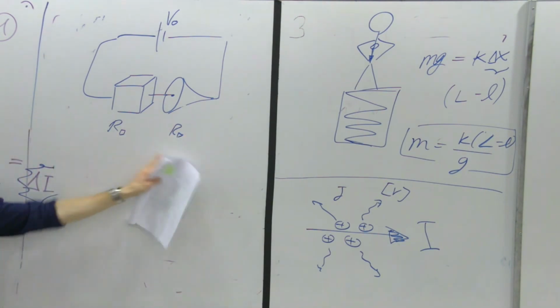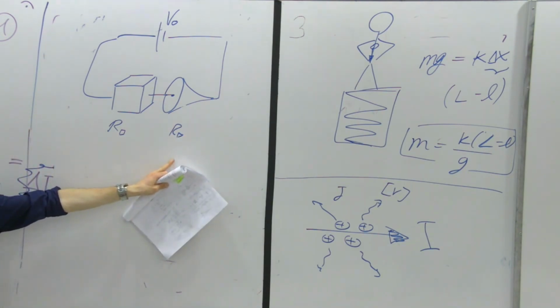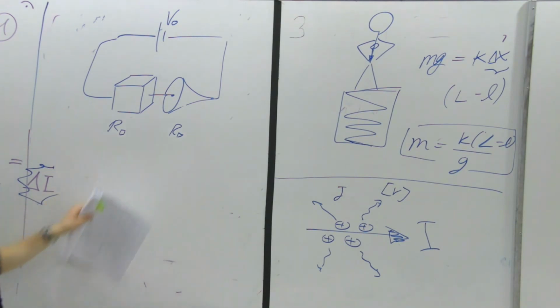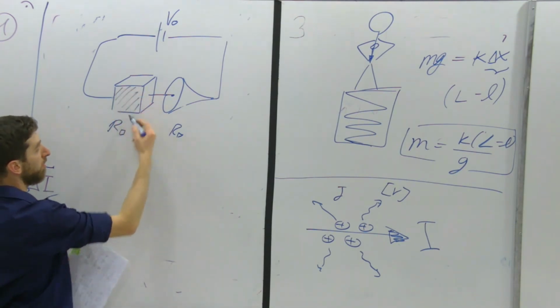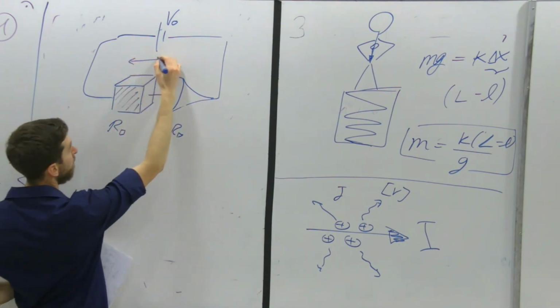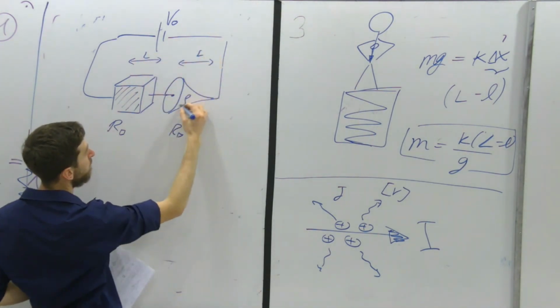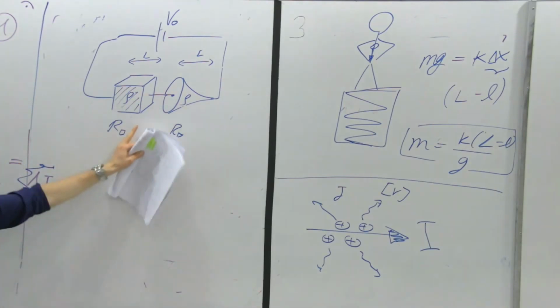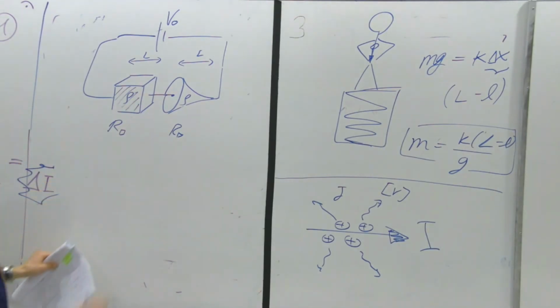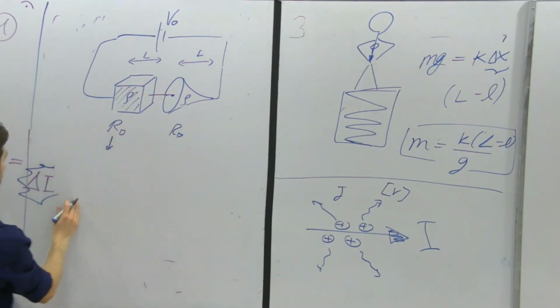We have these 2 resistors in the system. Okay? So what is the resistance of this device? They both are going to give you another piece of information. This length is L, this length is L. They are both made of the same material, rho. Okay? So what is the formula for resistors?